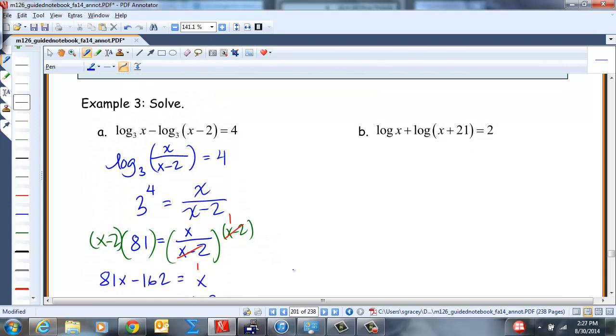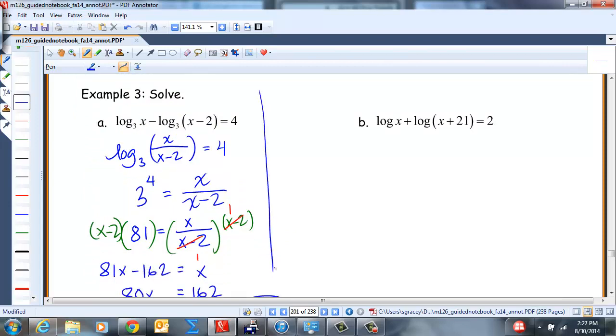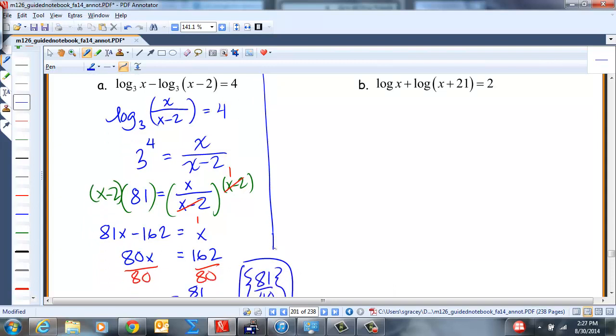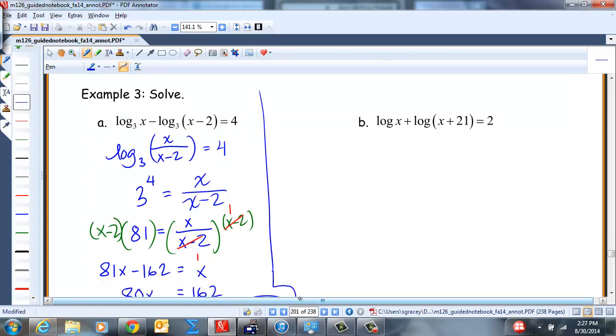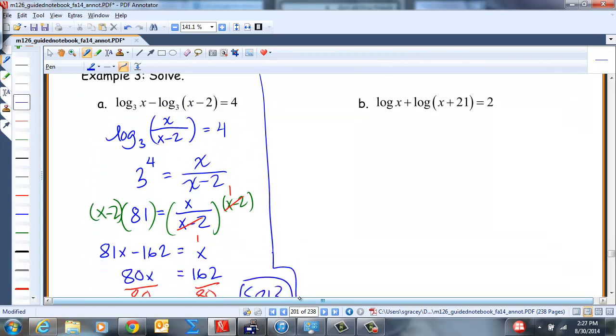Okay, so next up, we've got this one. So here we are. We have a sum of 2 logs. So what can we do with that? Awesome. We can write it as the log of the product. And that's all equal to 2. Now what's the base of this log? Awesome. The base of this log is 10. And switching to exponential form, we will have this.